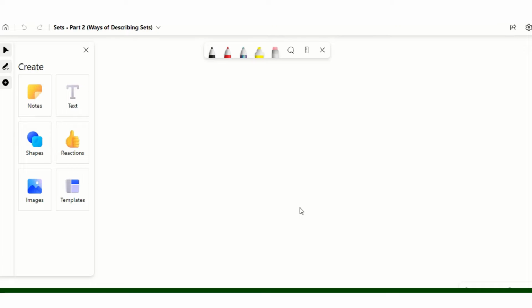Hello everyone, Ike here, and today we'll be looking at part 2 of sets and operations on sets. Today specifically we are looking at ways of describing a set. A set can be described in 3 different ways.